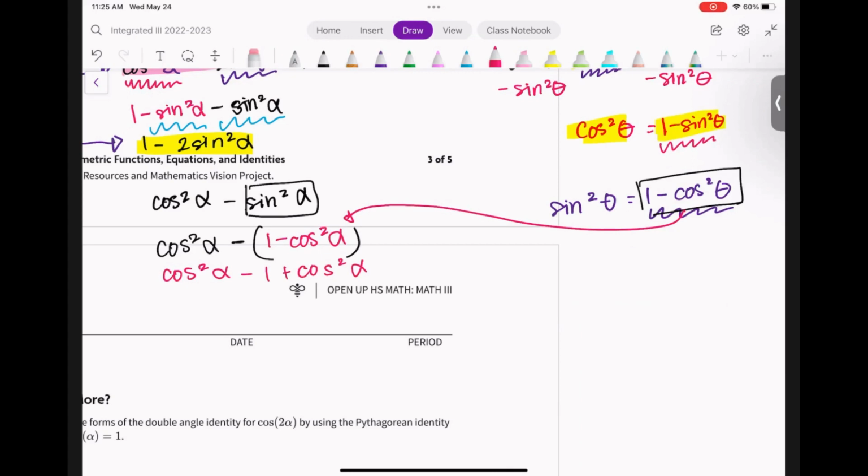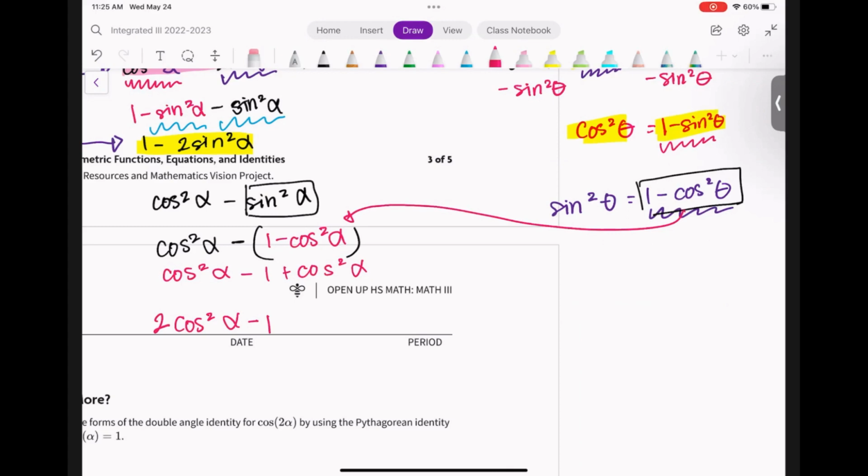So then my answer is, wait, what am I doing? 2 cosine squared alpha minus 1. I think some of you got it flip-flopped, so check your signs on that. So 2 cosine squared alpha minus 1.